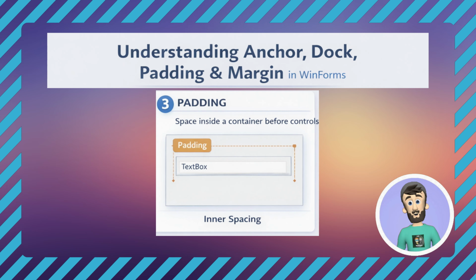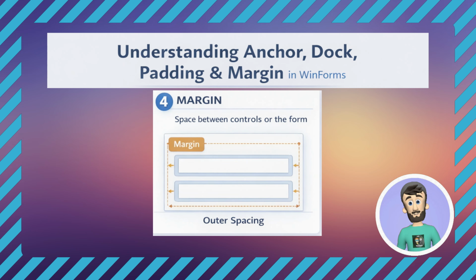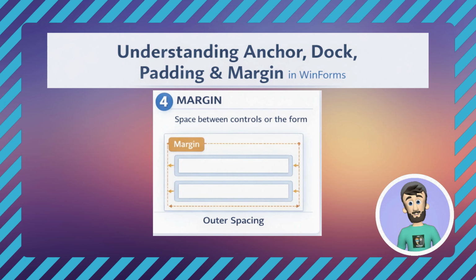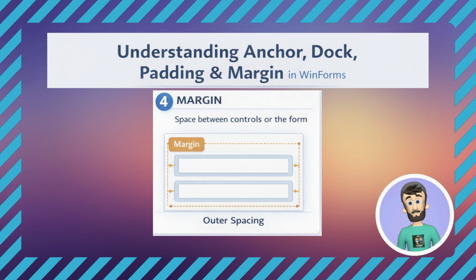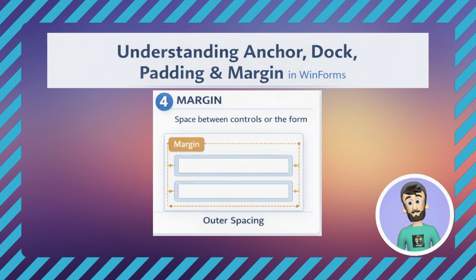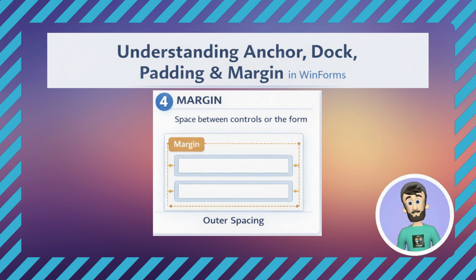And finally, margin. Margin is space outside a control. It's how far a control stays away from its neighbors. If controls feel stuck together or messy, margin is usually the fix. Margin creates separation and visual rhythm.